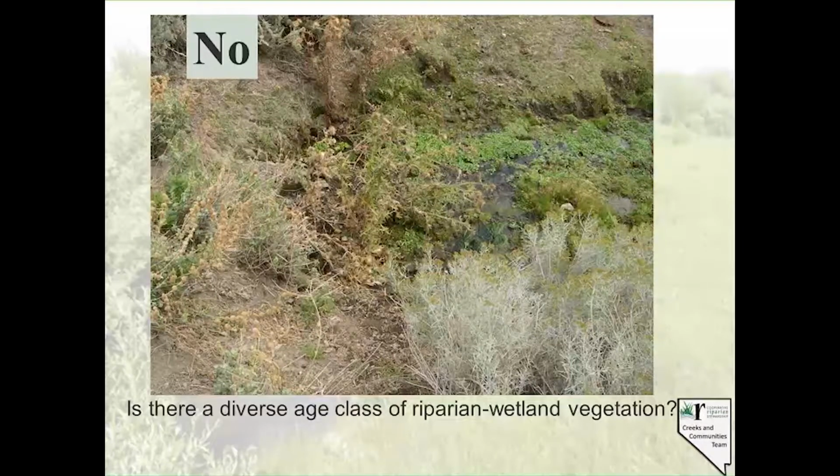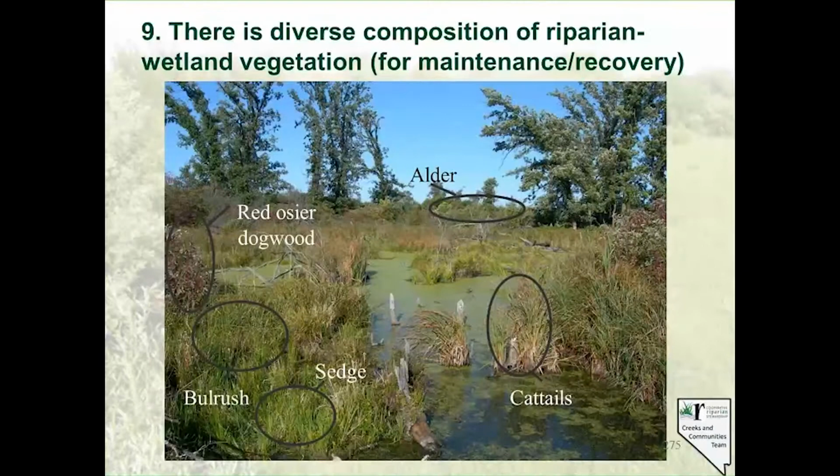Question 9: there is a diverse composition of riparian wetland vegetation for maintenance and recovery. So in this photograph we see both sedges and bulrushes, cattails. We also see alders and red osier dogwood and some trees, and so we have quite a diversity. What you're looking for is a couple of species in the herbaceous group and in the woody group. If both the herbaceous and the woody are needed, it's whatever you have the potential for and whatever you have the need for in order to keep the system physically functioning.